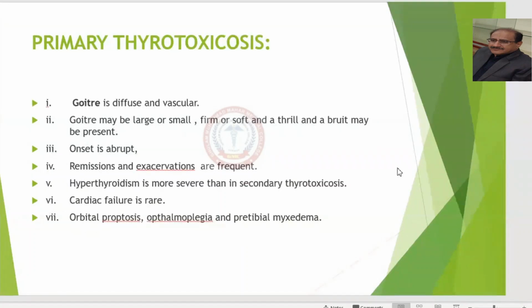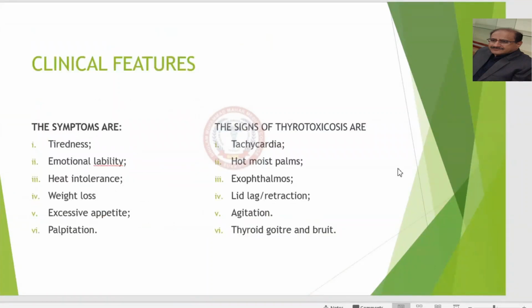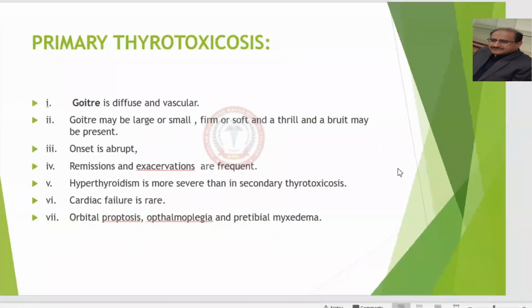Now, this is primary thyrotoxicosis. What is primary thyrotoxicosis? Basically, it is one in which the goiter is diffuse and vascular. There are certain points in favor of primary thyrotoxicosis, and these points also differentiate primary thyrotoxicosis from secondary thyrotoxicosis. What are those? In primary thyrotoxicosis, the goiter is diffuse and vascular, meaning the whole of the thyroid gland is enlarged and it is more vascular.